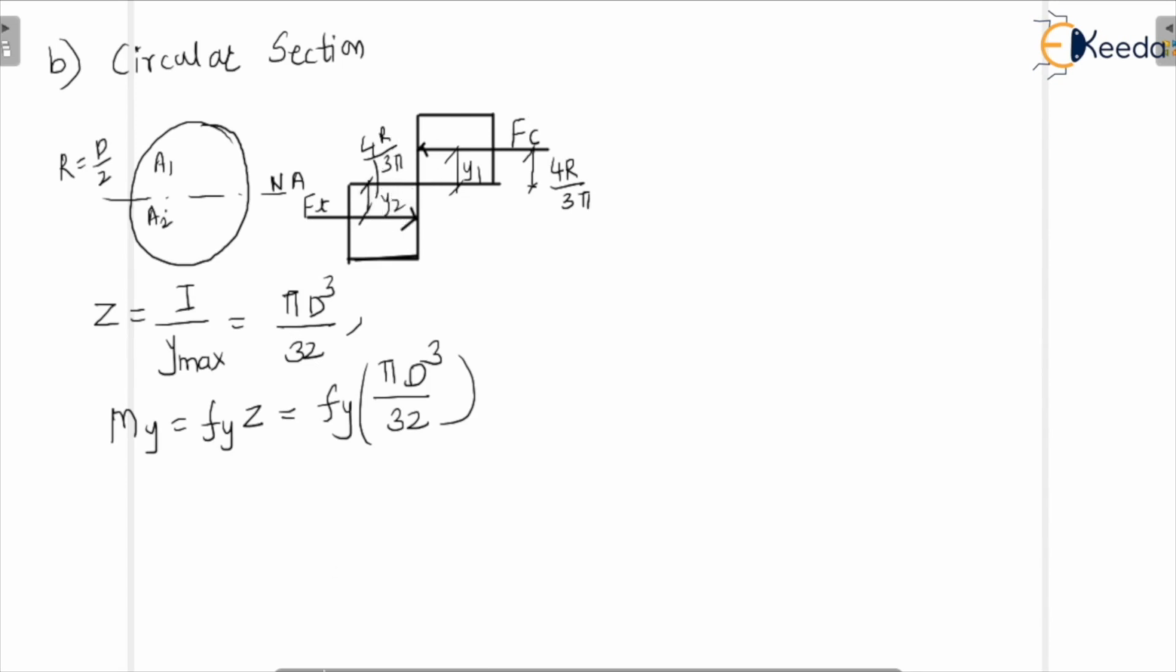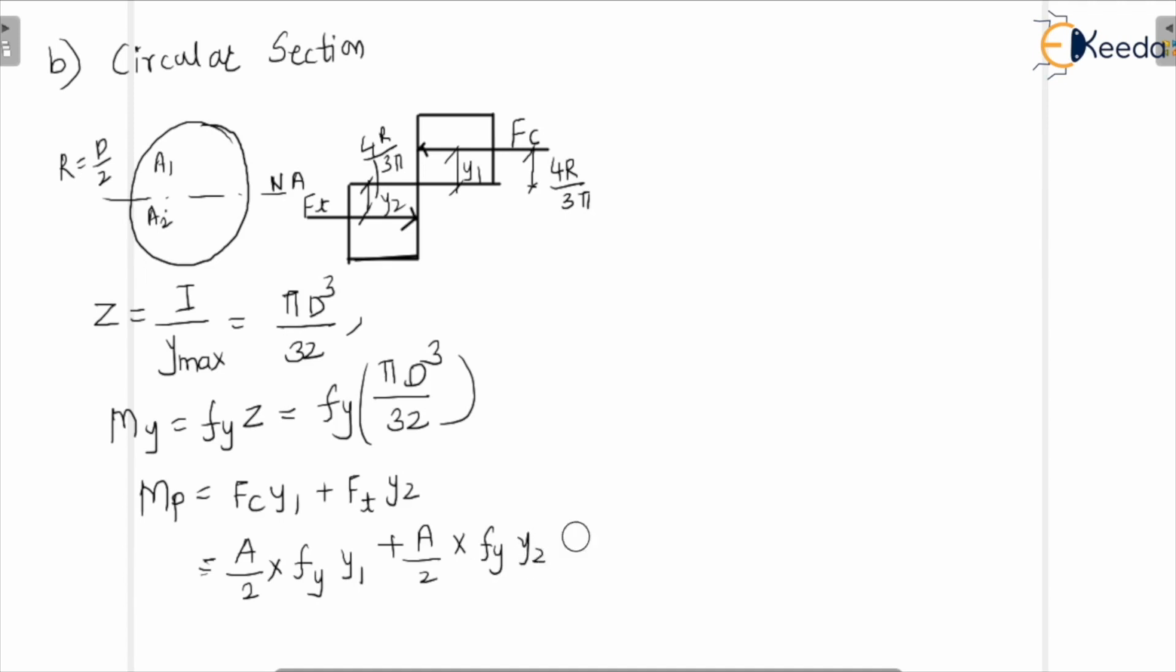Now the plastic moment formula you know already, MP is equal to FC Y1 plus FT Y2. So substitute all the values. What is FC? FC is nothing but area into stress, where stress is the yield stress, into Y1, plus A by 2 into Fy into Y2. So we can write it as A by 2 into Fy into (Y1 plus Y2).